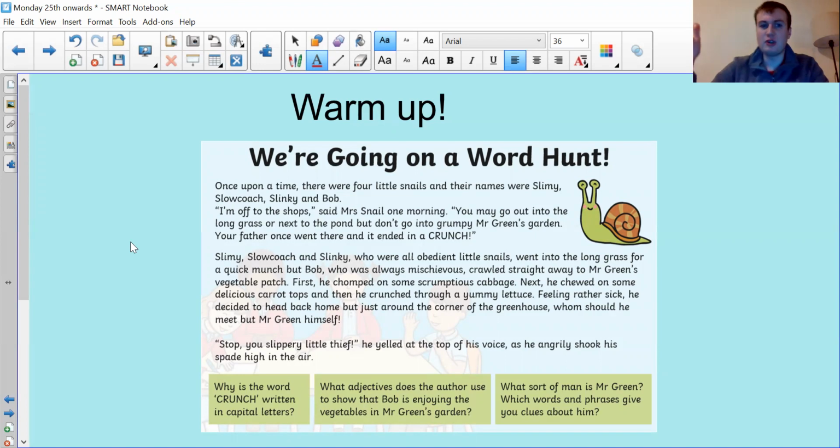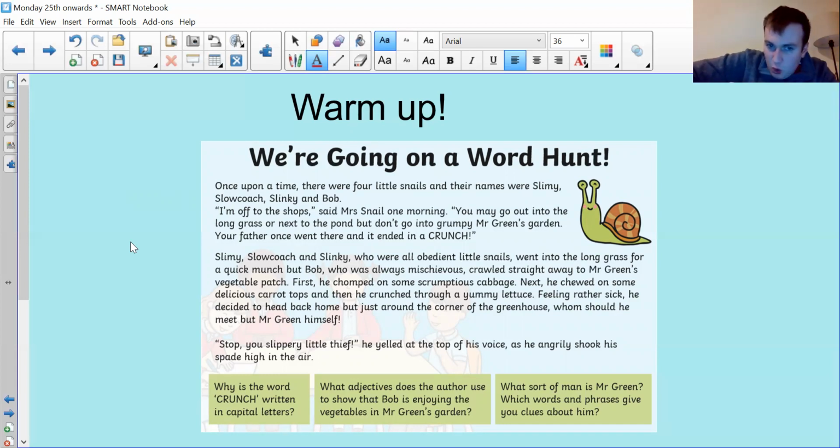Right, so the first question, why is the word crunch written in capital letters? Because it's a why question, it's kind of an opinion, but basically it's because that sound of a crunch is normally quite a big idea. It's like a big crunch. So it's to exclaim that word, to make it louder and have a bigger impact on you as a reader. It's CRUNCH rather than crunch.